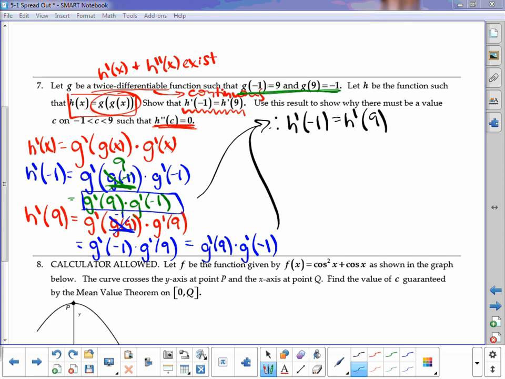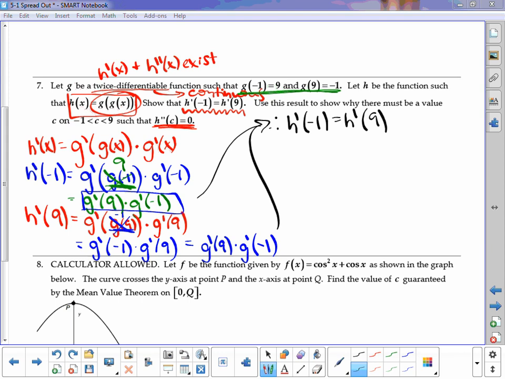Okay, so use this result to show why there must be a value c on the interval such that h double prime of c equals 0. Okay, so we already talked about how this is hinting toward Rolle's theorem, because we just showed that our endpoints are the same heights. And if our endpoints are the same height, as long as our function is both continuous and differentiable, then that means that at some point its derivative will equal 0.